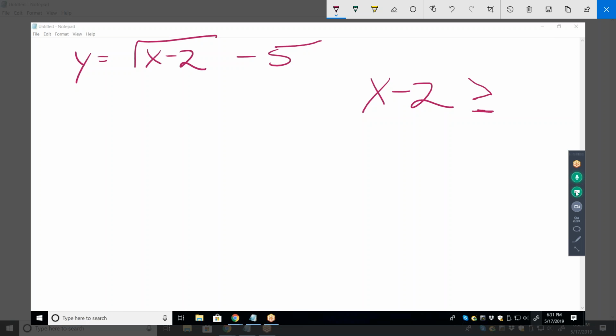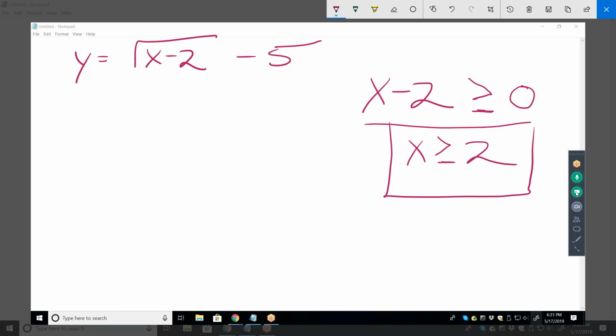Greater than or equal to 0. Or equal. X minus 2 can be equal to 0. You can take the square root of 0. Okay? So now we solve that inequality, and we get x has to be greater than or equal to 2. So there's your domain right there.